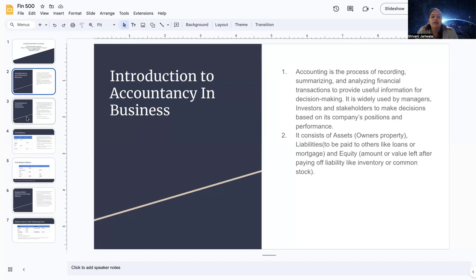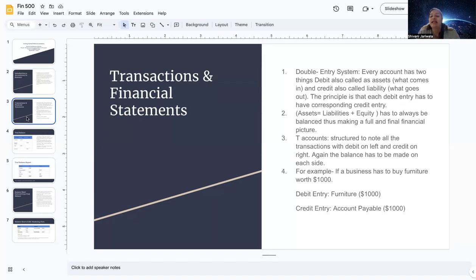Okay. Now, transactions and financial statements. As I said, the things we note down are our transactions. As I said, I took furniture and I have to pay for the same. So that is a transaction made between both the parties. For understanding financial statements, let's first get to the double entry system. What is the double entry system?